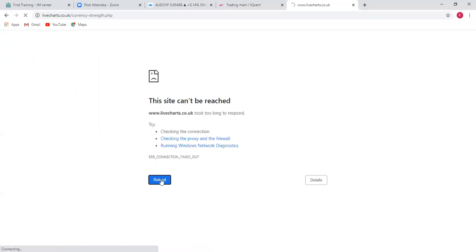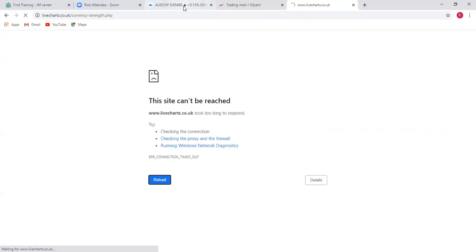So anytime I'm taking trades in the early hours of Monday like this, I just take it kind of blindly, without the currency strength meter. And I don't like trading without the currency strength meter. It can be very, very funny. Now the site is not accessible. This was my fear. Currency strength is not accessible.